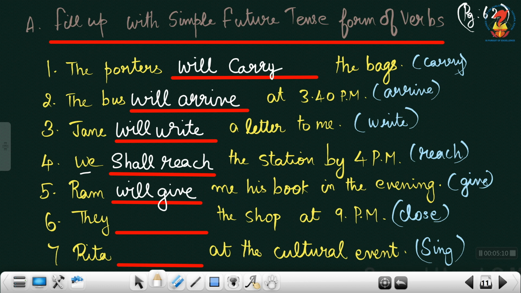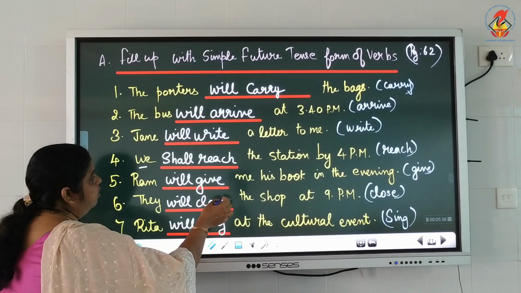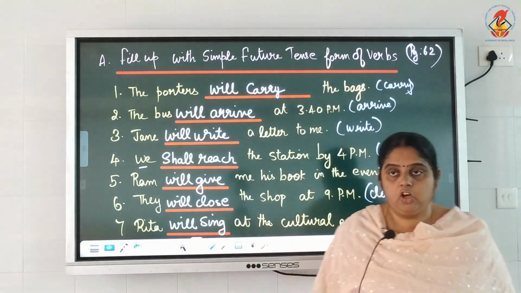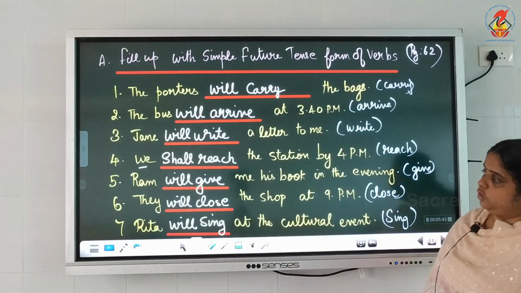Sixth one, they dash the shop at 9 p.m. They, yes, will close. They will close the shop at 9 p.m. Seventh one, Rita dash at the cultural event. Yes, Rita will sing. Will plus original form of the word. We don't say sings or closes or anything. It is the original form of the verb that we have to use. I hope it's clear to you.